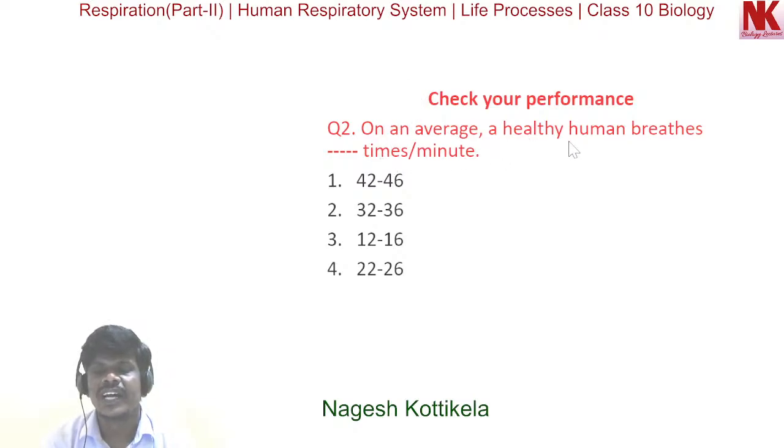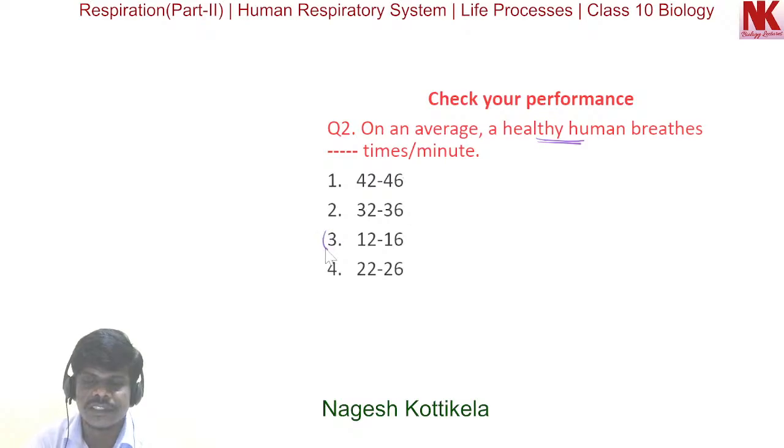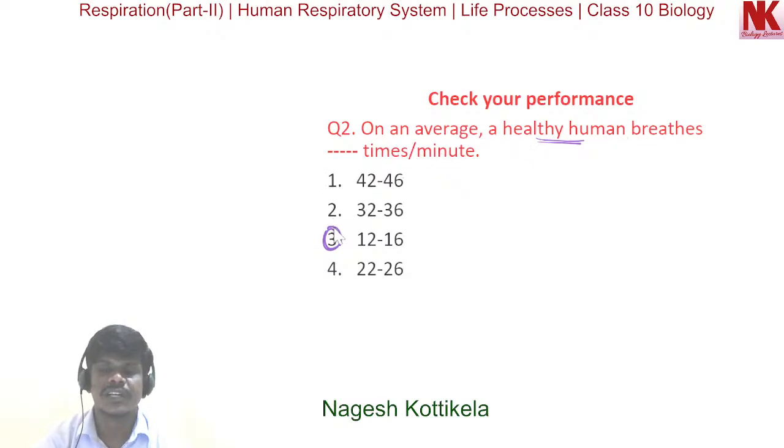Now moving to the second question. On an average, a healthy human breathes dash times per minute. Option 1, 42 to 46. Option 2, 32 to 36. Option 3, 12 to 16. Option 4, 22 to 26. Here the most appropriate option is 12 to 16 times per minute. So on an average, a healthy human breathes 12 to 16 times per minute.